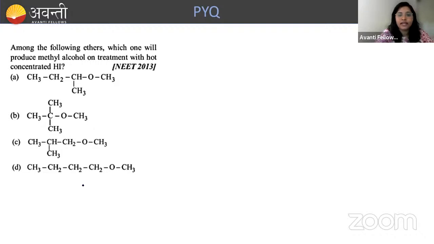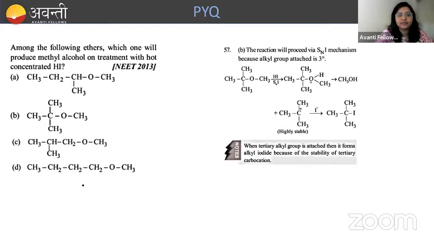Yes. Yeah, see here, option B will be the correct. Why? Because in this, what will happen? The reaction will proceed via SN1 mechanism. Okay, in this molecule, reaction is going to follow the SN1 mechanism. Here, SN1 mechanism, we get the what? Carbocation, which is highly stable. And then we get this type of iodide.